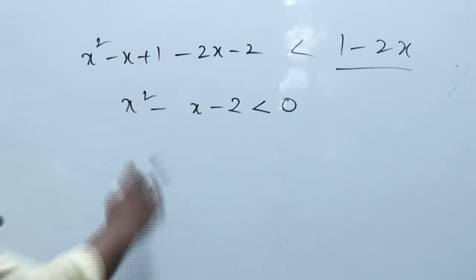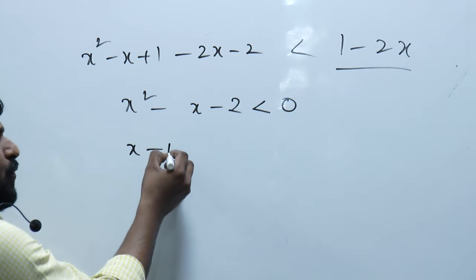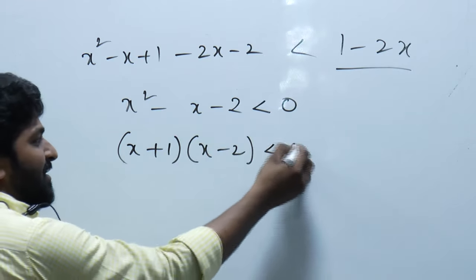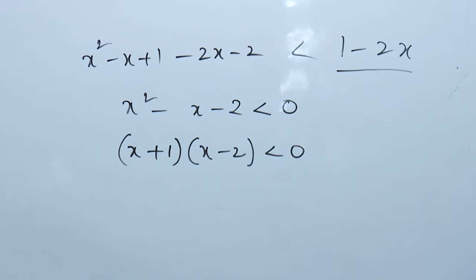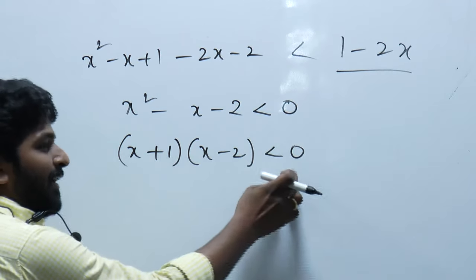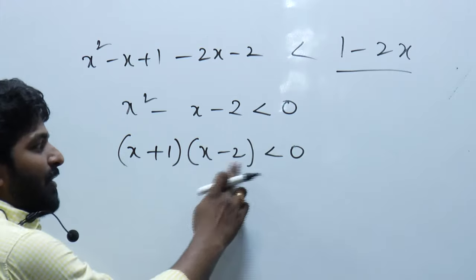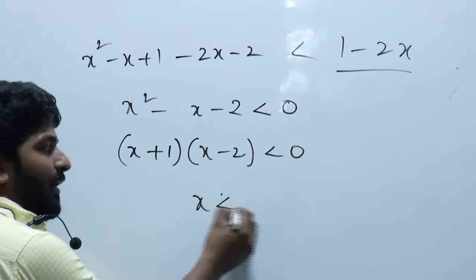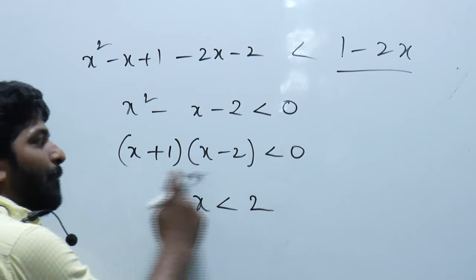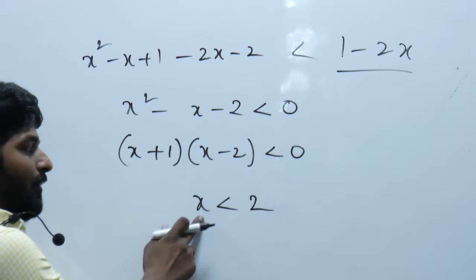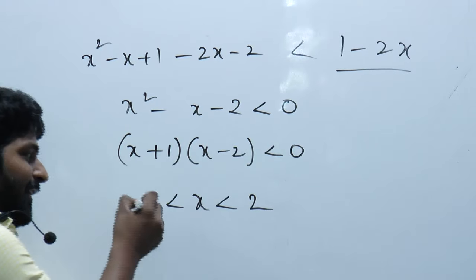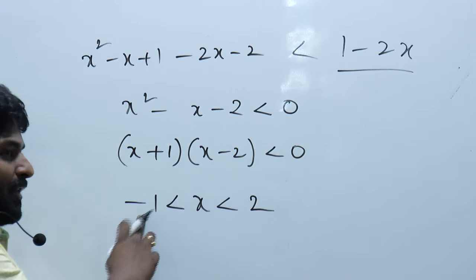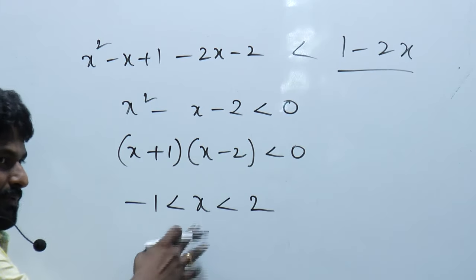Solve this quadratic. This is equal to x plus 1 into x minus 2, and this is less than 0. The product of these two values should definitely be less than 0. If x minus 2 is less than 0, x is less than 2. Yes or no? In order to have product less than 0, this must definitely be greater than minus 1. So x has a range. It must be more than minus 1 but less than 2. This is the value of x.